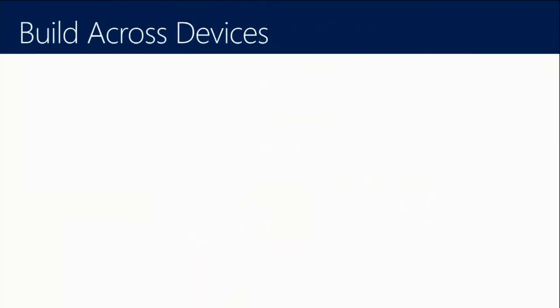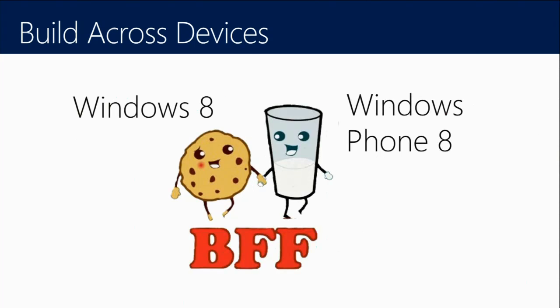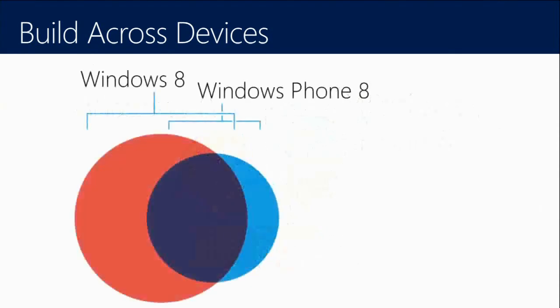And in order to do that, you want to build across devices, and there are several ways in which you can do that. If you think about the way Windows Phone and Windows 8 are created, they share the same runtime, the Windows runtime. So the Windows kernel is for a big part shared between Windows Phone and Windows 8. And you can see, hey, they go together like bread and butter or milk and cookies. They are best friends forever. Windows Phone and Windows 8 like each other a lot. And that really helps us share applications between those two different operating systems.